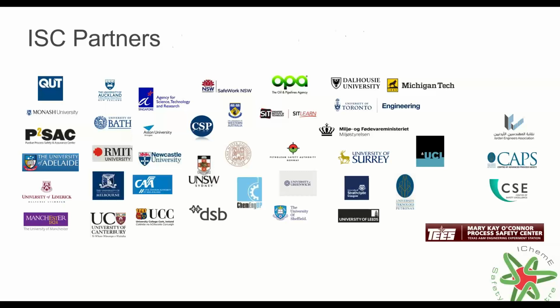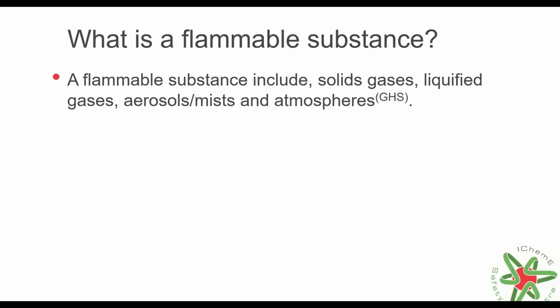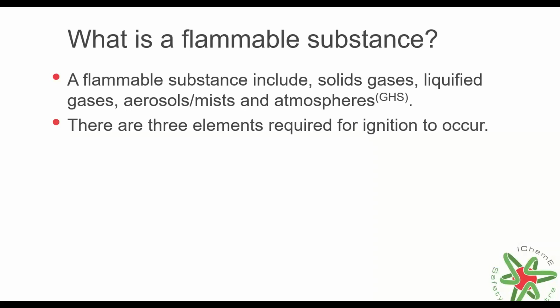Now, let's talk about what a flammable atmosphere actually is. So first of all, we need to understand what a flammable substance is. A flammable substance can include solids, gases, liquefied gases, aerosols, mists, and atmospheres. There are three different elements that are required for ignition to actually occur when you have a flammable substance present.